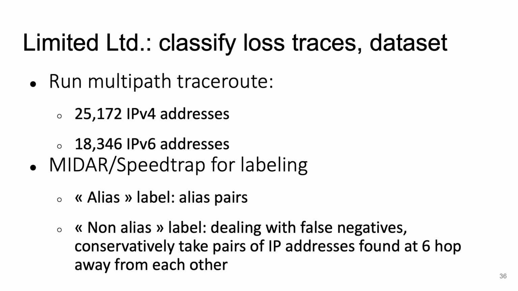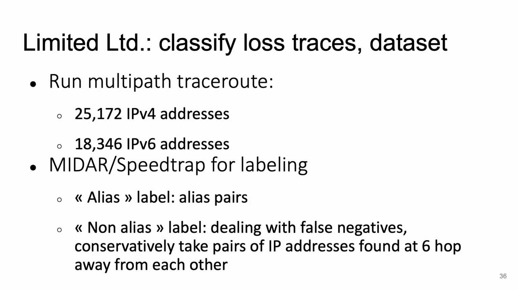Our machine learning technique is a supervised learning technique. So we needed first a labeled data set. First of all, we ran multipath traceroute to some destinations, and we gathered these numbers of IPv4 and IPv6 addresses. And then we labeled our data with state-of-the-art tools, MIDAR and SpeedTrap, because they're known to produce very low false positives. Any alias pair that was discovered by one of these tools was labeled as alias.